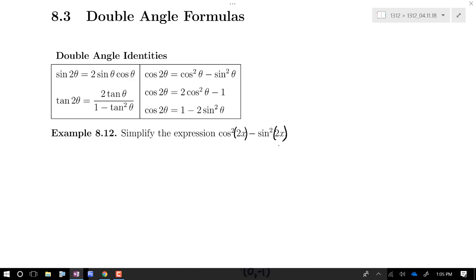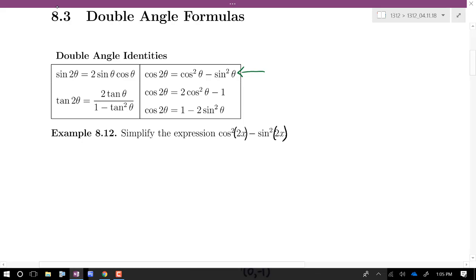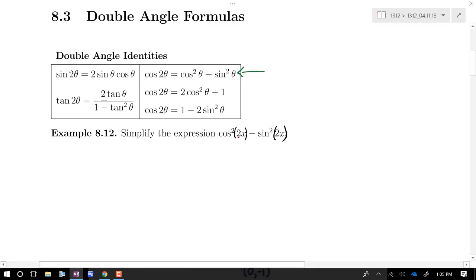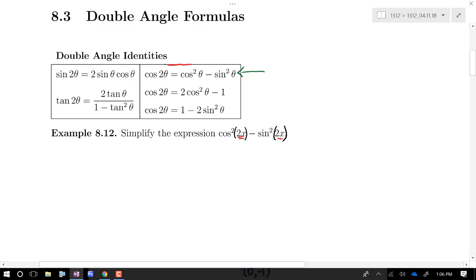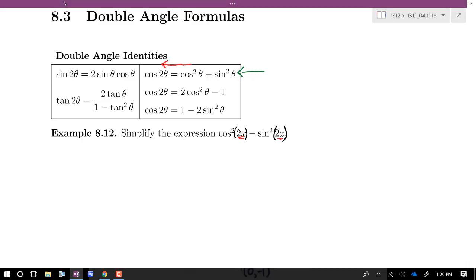The fastest way to use this is probably just to make use of this first version of the double angle formula for cosine. And in this expression, theta would be played by 2x. So if we're going to use the double angle formula, we'd be using it in this direction, the right to left direction. What would this look like?